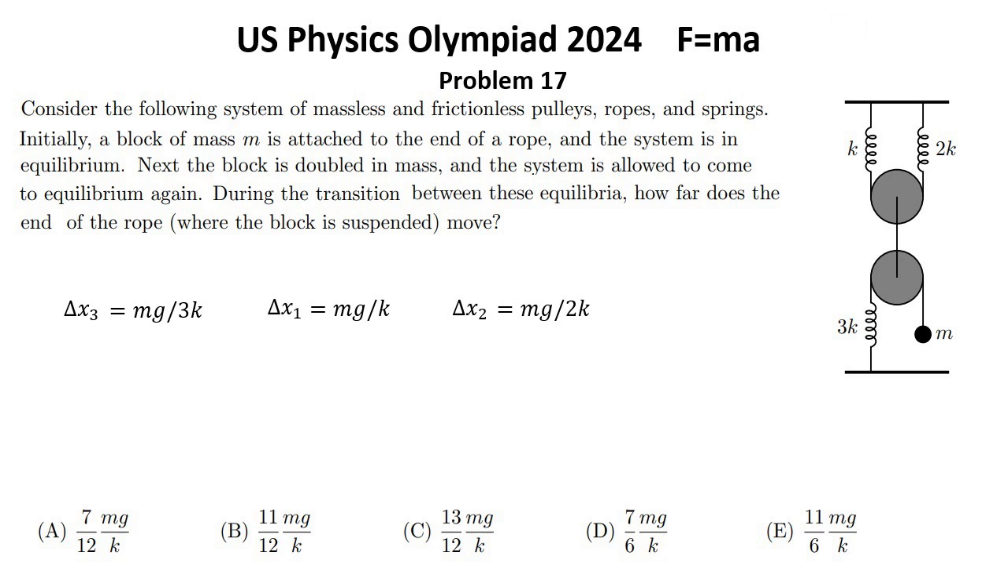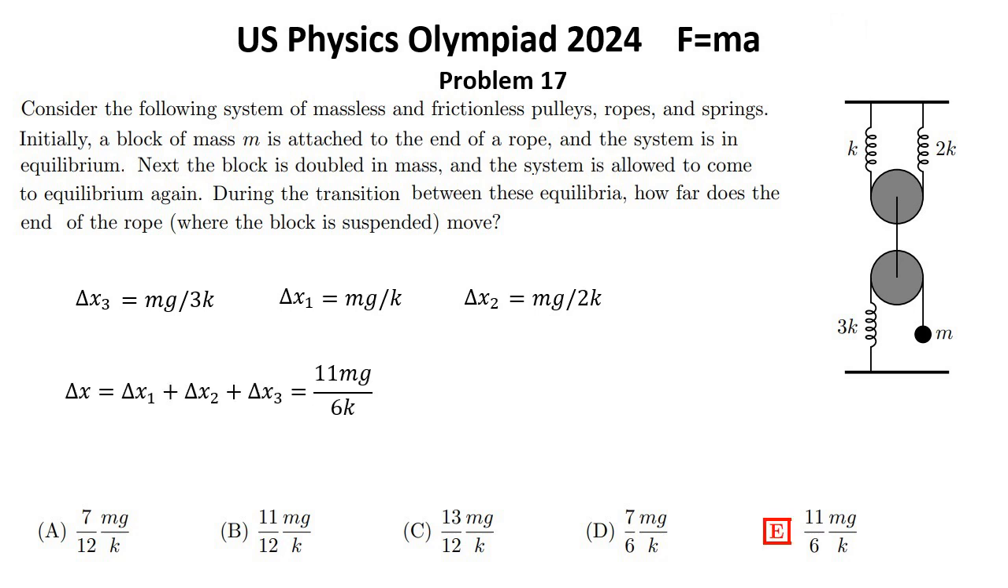Then the first and second springs increase in length by delta x1 equals mg over k and delta x2 equals mg over 2k. Finally, by considering how changes in length of each spring affect the position of the mass, we conclude total delta x equals the sum of all three enlargements, which is 11mg over 6k. This is answer E, and this is the solution to problem number 17.